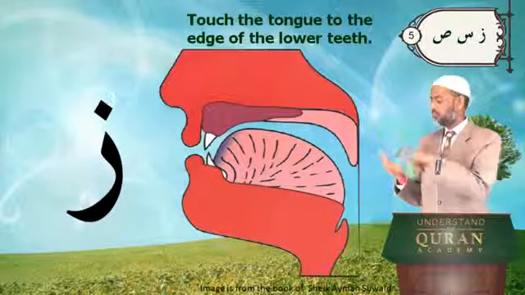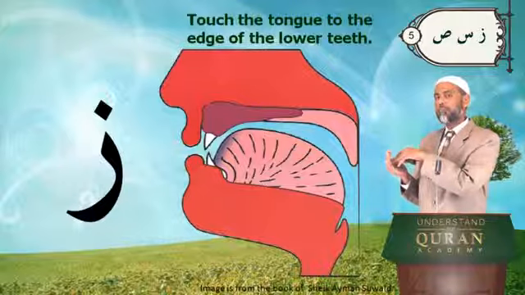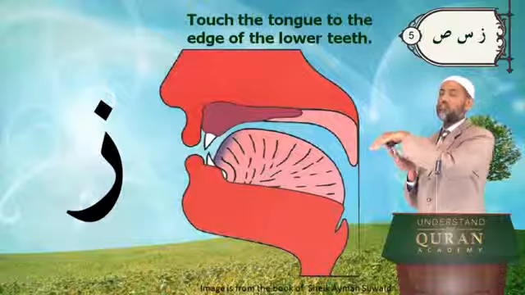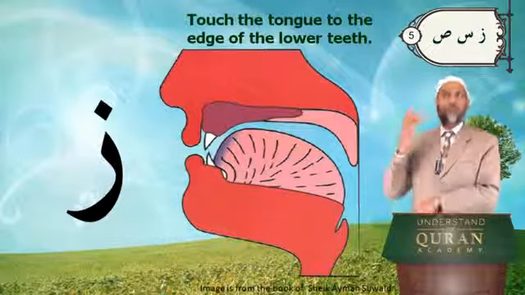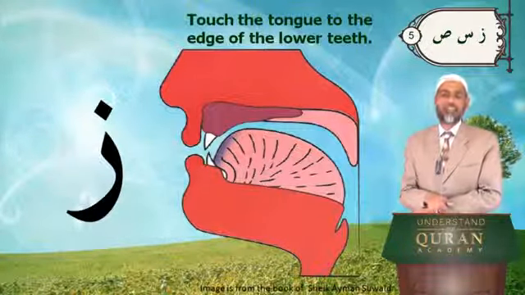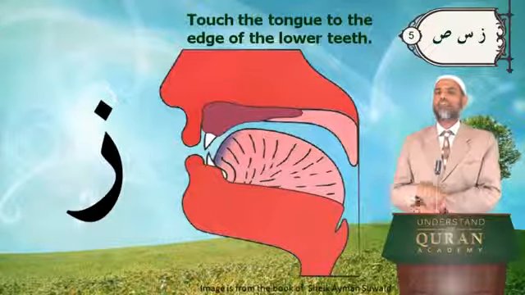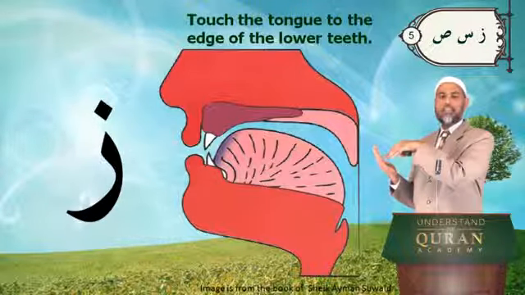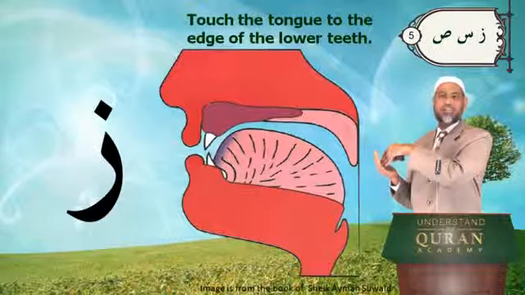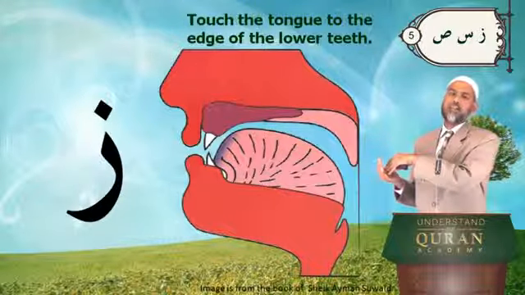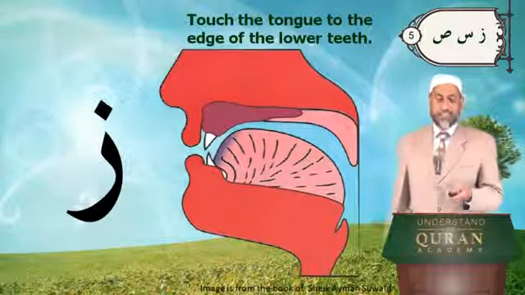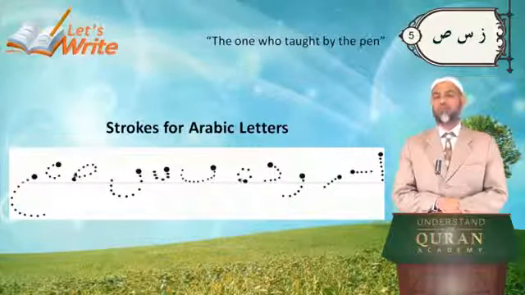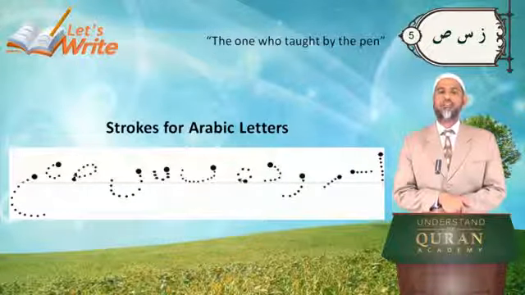Zzz. And also, remember, you can take that sound by touching the tip of your tongue to the top also. I used to do that before, but that's not the correct makhraj of za. Makhraj is pronunciation, articulation. The correct way is to touch the tip of your tongue to the edge of the lower teeth and then take the sound out. Zzz, za, za.